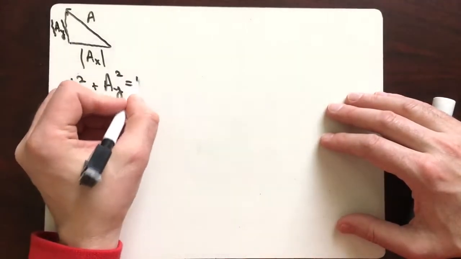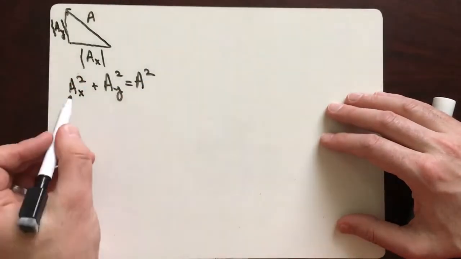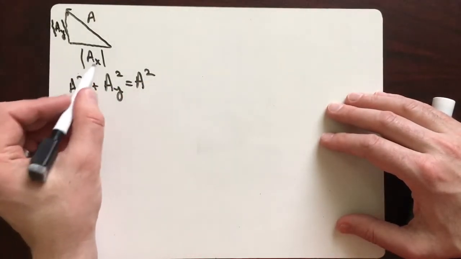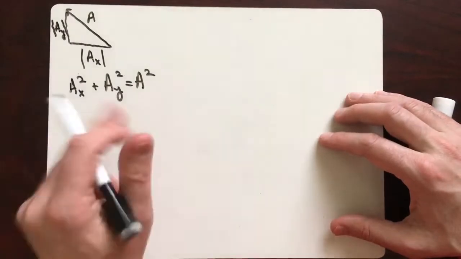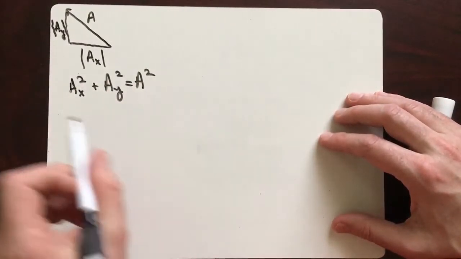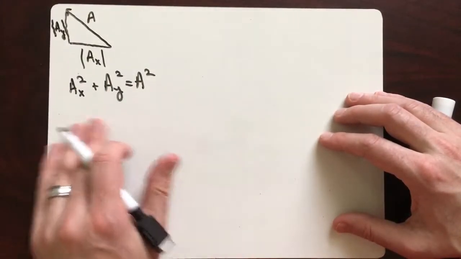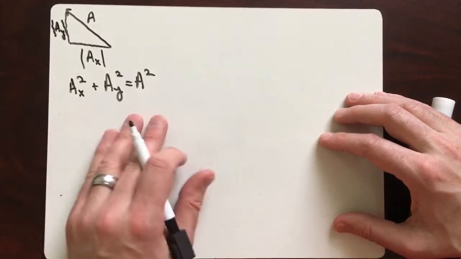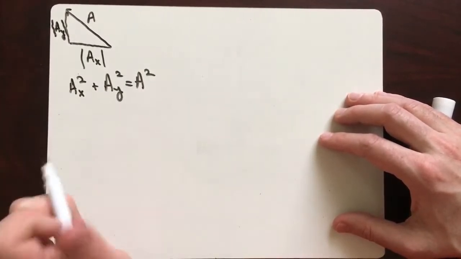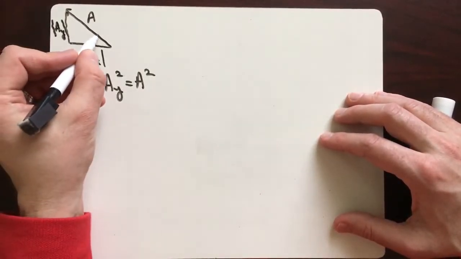And notice I've done away with the absolute values, because whenever you square this number, whether it's positive or negative, you're going to get a positive. So we don't really need the absolute values anymore. So this is a basic relationship. I'm sure you're all familiar with the Pythagorean theorem, so no big deal. We also have our trig relationships.